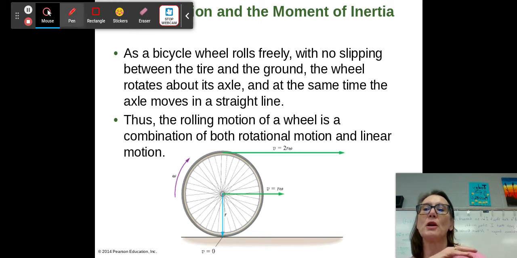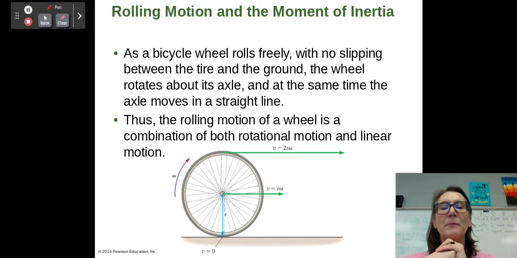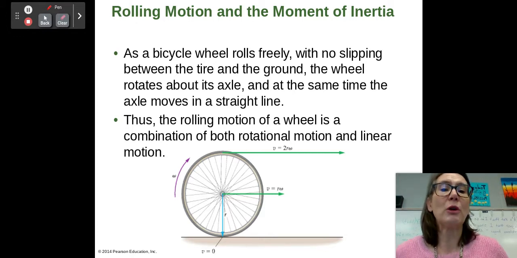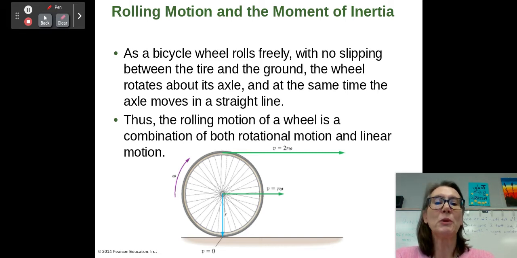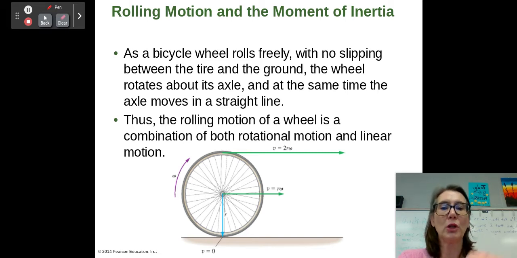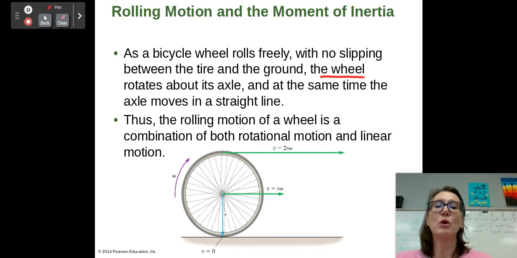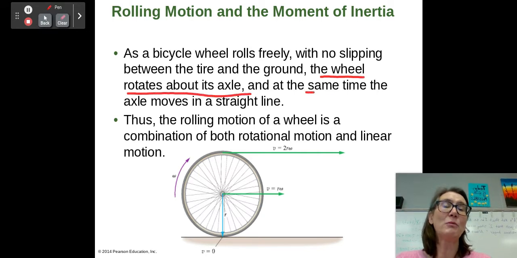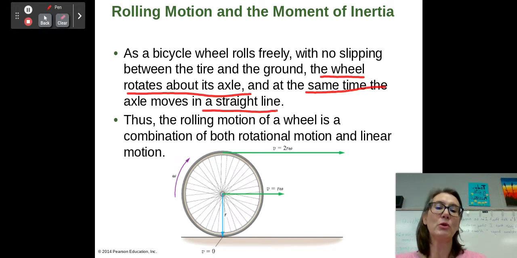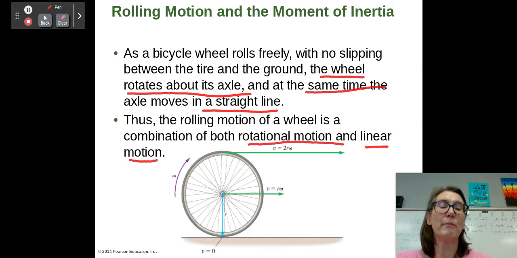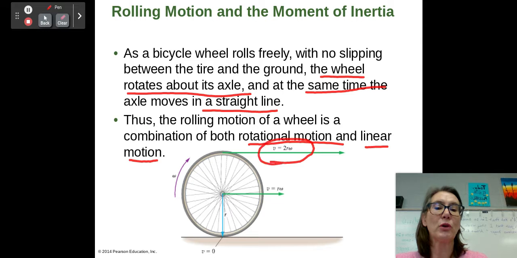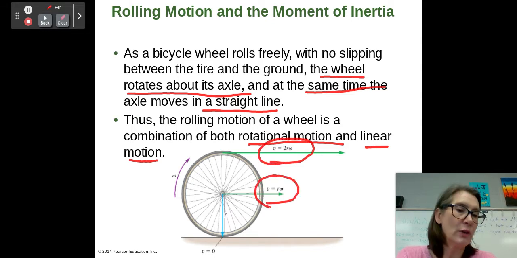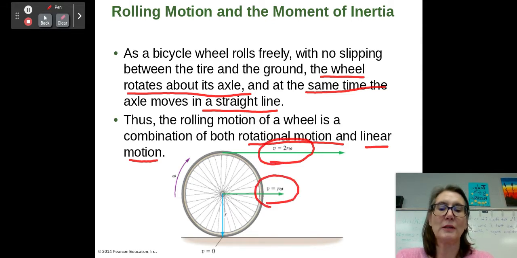All right, so let's talk about what rolling motion is. Think about a bicycle tire or any tires. When they're rolling, there's no slipping between the tire and the ground. The wheel rotates about its axis, and at the same time it's also moving in a straight line. So with rolling motion, you have a combination of rotational motion and linear motion. You have both linear velocity and angular velocity going on at the same time.